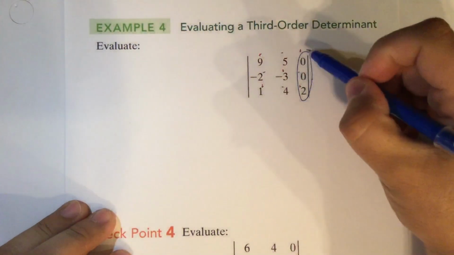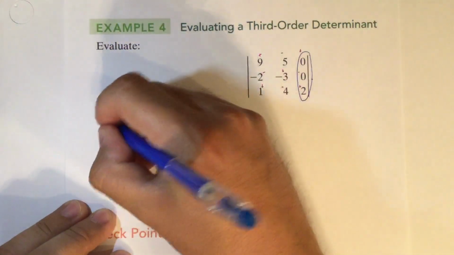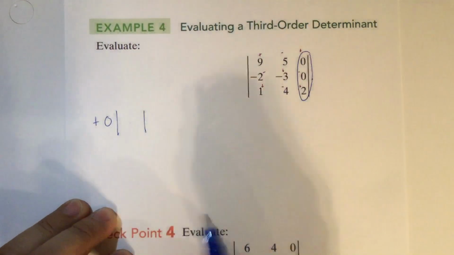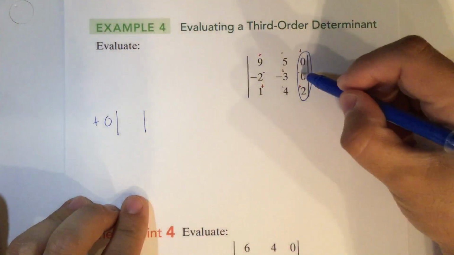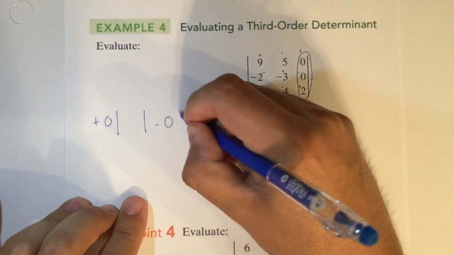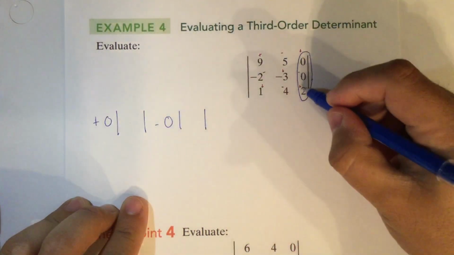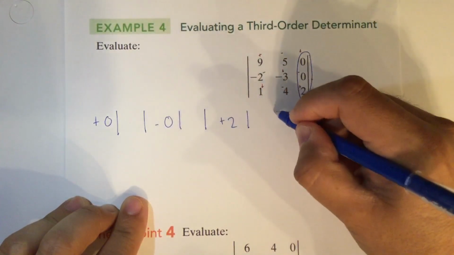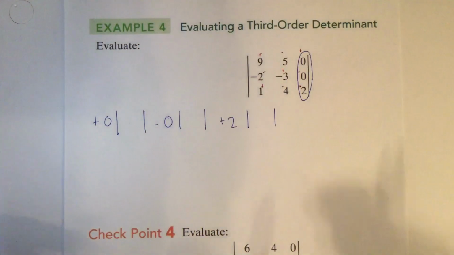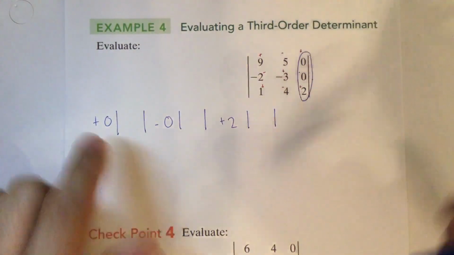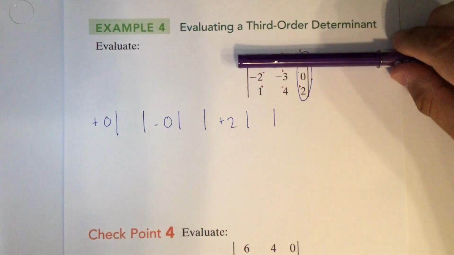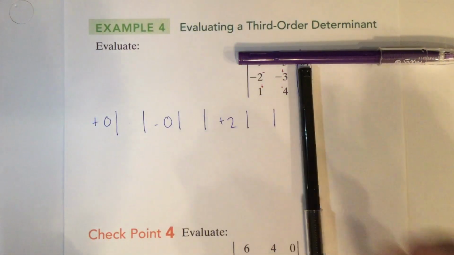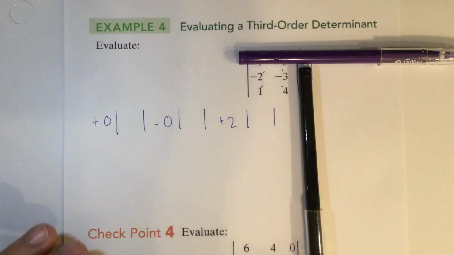So I'm going to do the determinant. So this is positive 0. And I'm writing this for my determinant. Minus 0. And then my determinant. And then plus, that's a positive 2. And my determinant. So just like before, we start with this first 0. Let's get rid of this first row and third column, and hopefully you can see that we have -2, -3, 1, and 4.